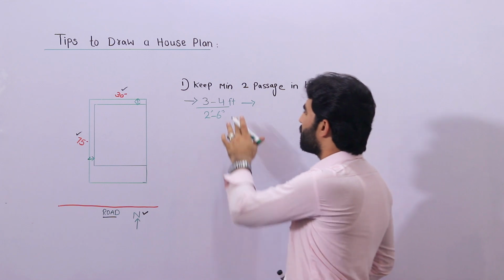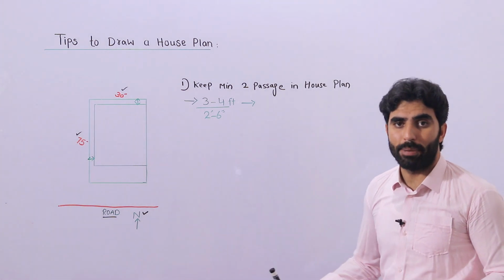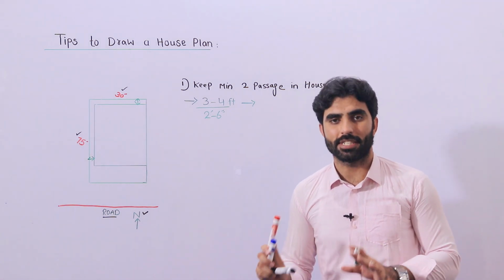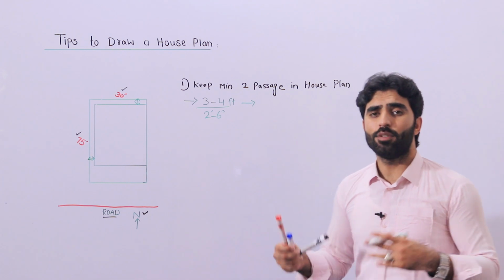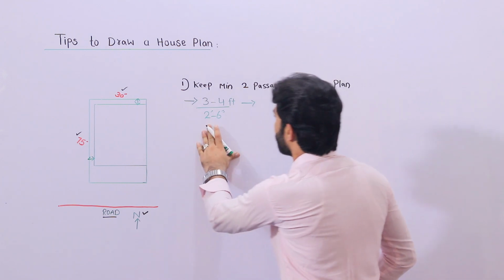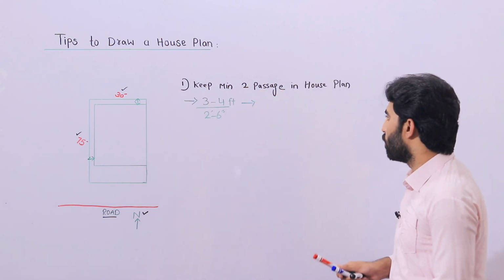You can increase it up to about 5 feet. Why not? If you need a lawn at the back side, in that case it should not be less than 8 feet. So 8 feet is sufficient for a back lawn. But if you are not providing a back side lawn, it should not be less than 2 feet and 6 inches. But normally you can keep 3 feet to 4 feet, okay?